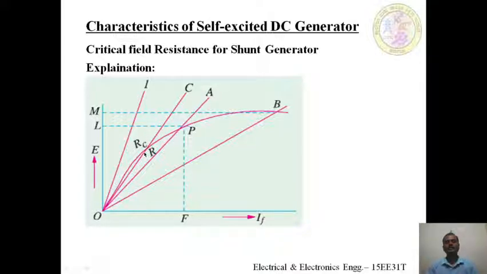So, the critical field resistance at different speeds will be different.